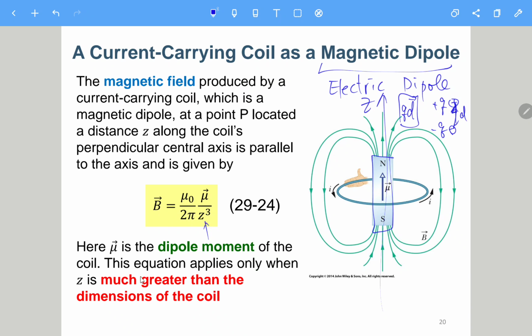We also consider z to be much greater than the dimension of the coil. This is the far field condition, which we always consider. Before, it meant z is much larger than d for the electric dipole moment. Here, with radius r, we consider z much larger than r. If it is close to the loop, this expression might not be correct.